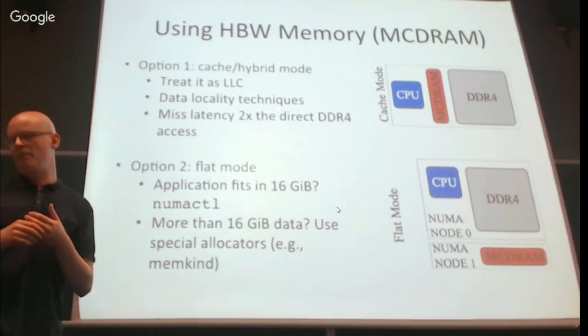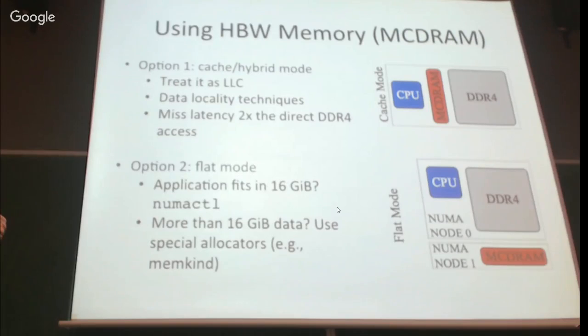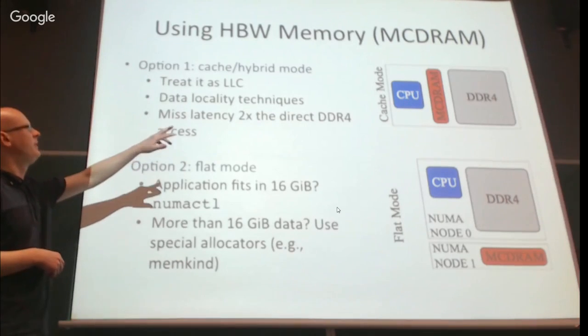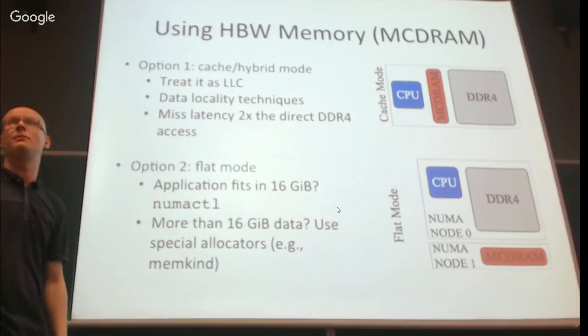Using high bandwidth memory, MCDRAM. Option 1, cache hybrid mode. I mentioned these two already to you, okay? So treat it as the last level cache. Data locality techniques as usual. Okay, so cache blocking, cache tiling, all those types of techniques. Miss latency is 2x, so it's 2 times the direct DDR4 access, so that's something to bear in mind.